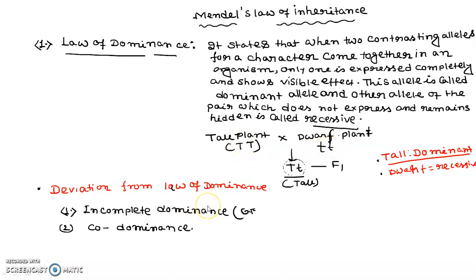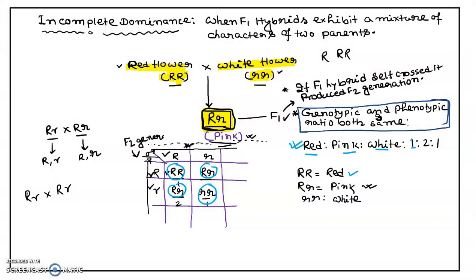Now, the deviations of the law of dominance are incomplete dominance (অসম্পূর্ণ প্রকটতা) and co-dominance (সহপ্রকটতা). Now we can see incomplete dominance.